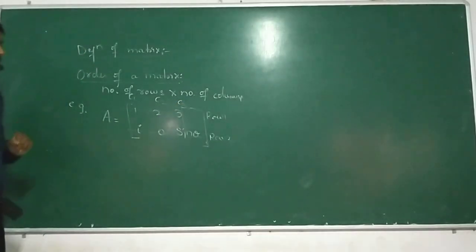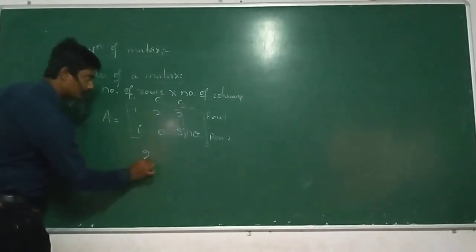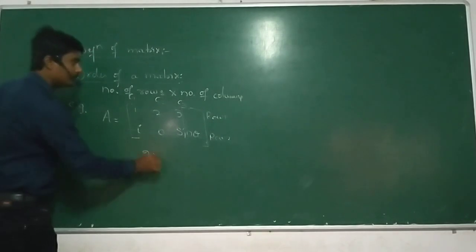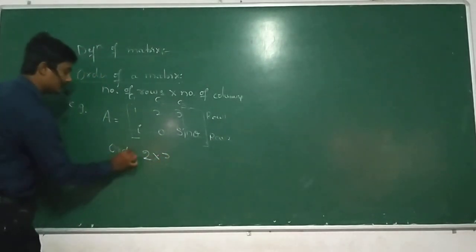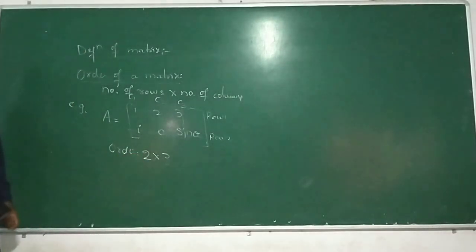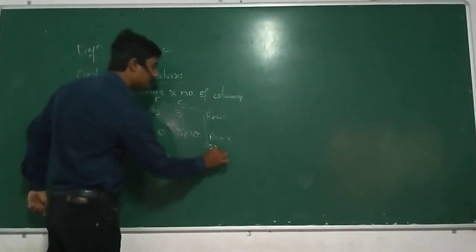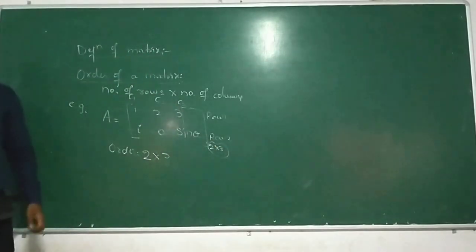So according to the definition, order of matrix A will become: number of rows are 2 by number of columns are 3. So order of the matrix is 2 by 3. And generally, we write down the order of the matrix at the right bottom corner of the matrix. This is the place where we will be writing down the order of the matrix.